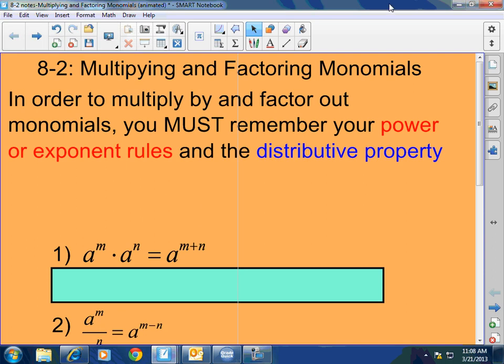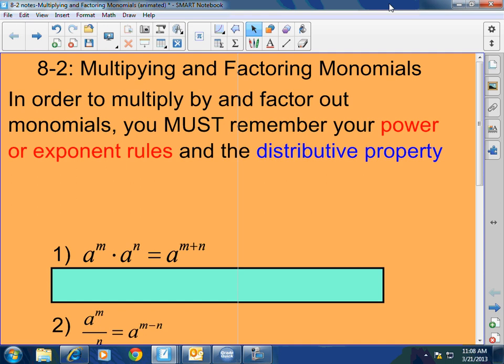Okay, guys. Today we're going to be learning how to multiply and factor monomials. We already know what a monomial is. A monomial is a one-term polynomial. What does a one-term polynomial mean? Well, that means that a monomial is a number, a variable, or the product of numbers and variables, where the variables have positive whole number exponents.